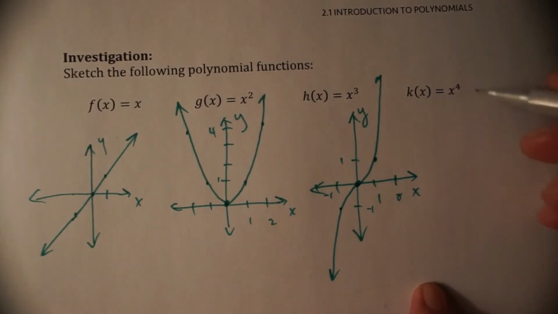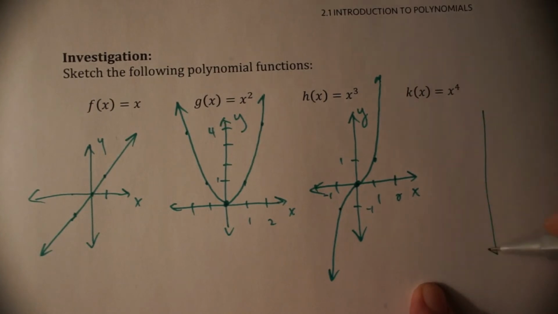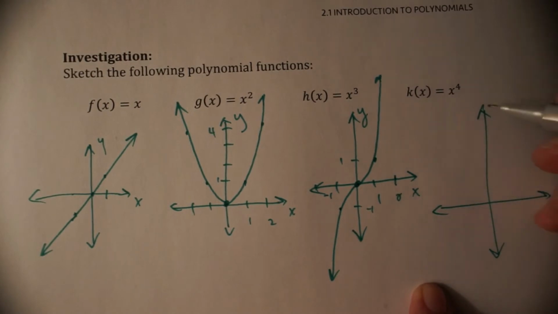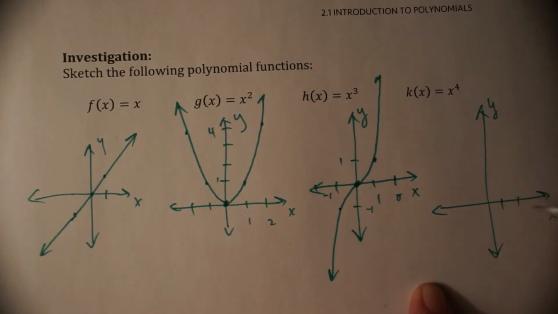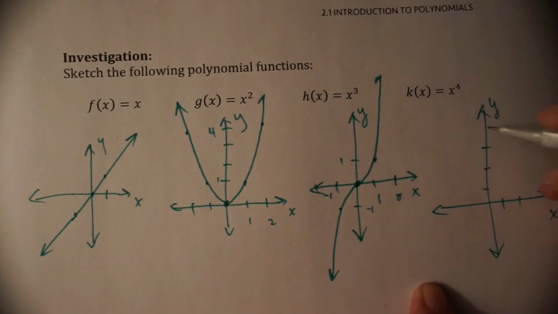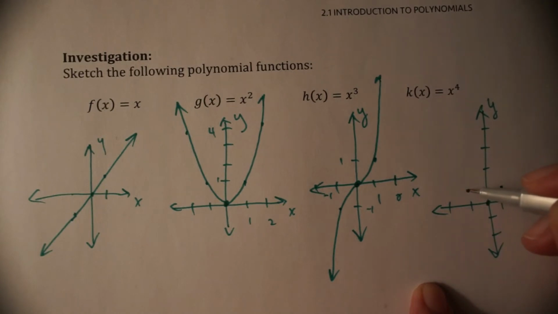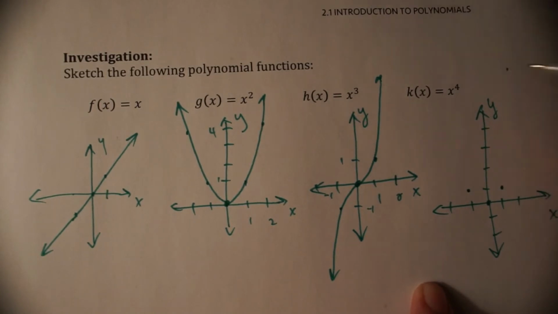And lastly, now this one, x to the 4th, which you're probably not that familiar with. But if you put it into Desmos or some graphing software, you would find 0 to the 4th is 0. 1 to the 4th is still 1, and so is negative 1 to the 4th, 1. But 2 to the 4th is very, very much bigger than 4. It's going to be 16, so way the heck up here.